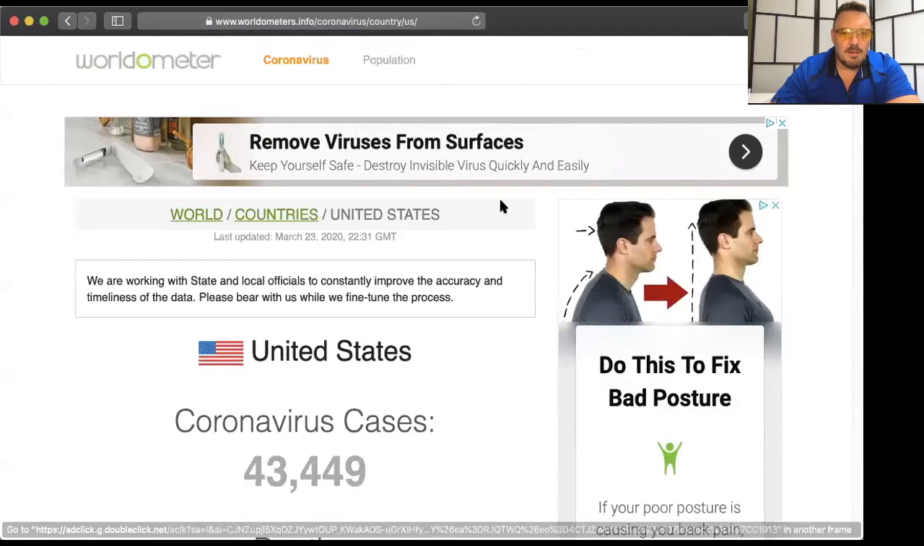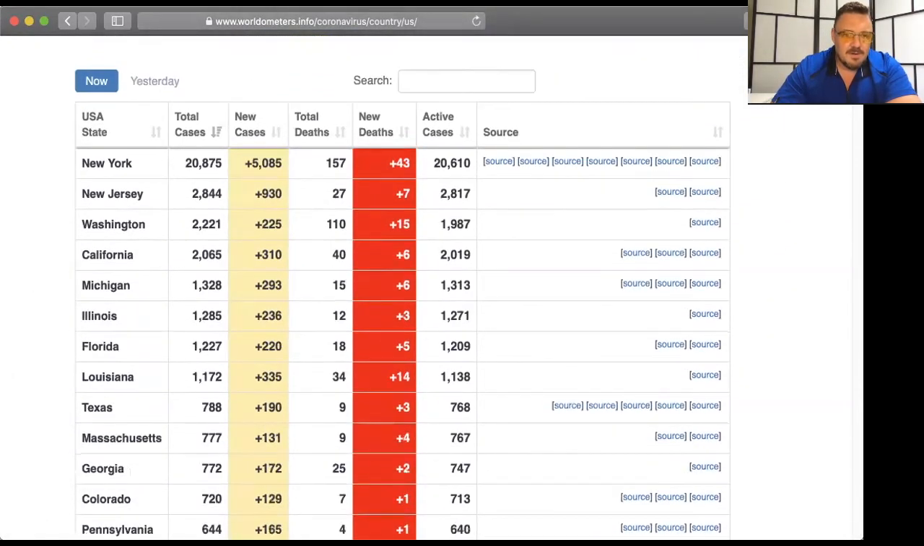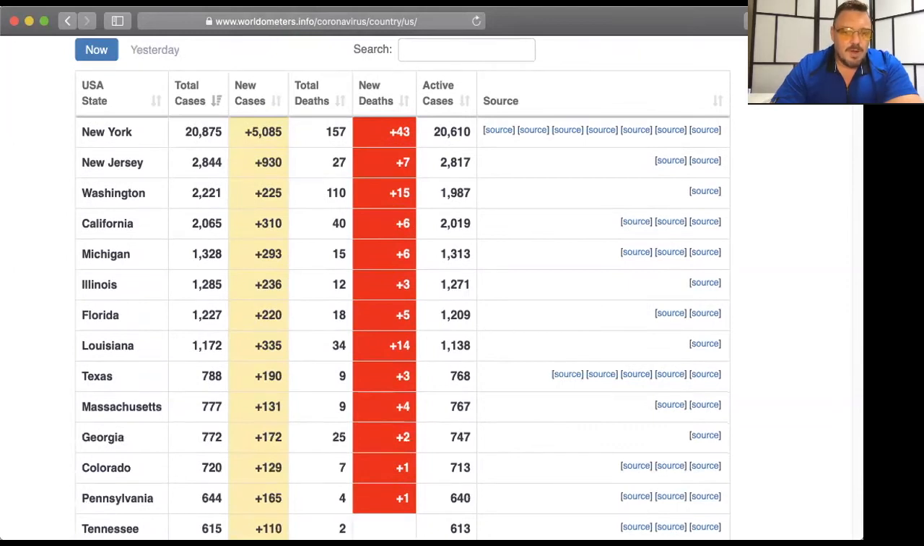So let's get into the US. Let's take a quick look at the states themselves. Whoa. Okay, so New York, 20,875 cases. All I can say is holy shit. And new cases, 5,000. So the case amount has increased by 33% from just yesterday, leading the country in deaths now. 43 new deaths. Again, that's about a 25% increase from the day before, right? Or more.